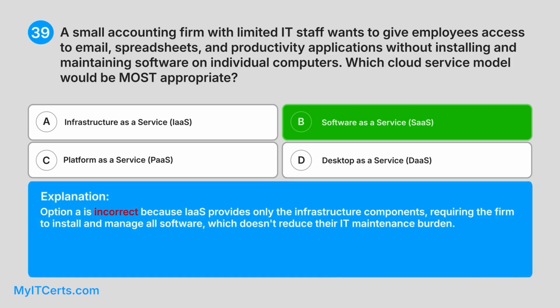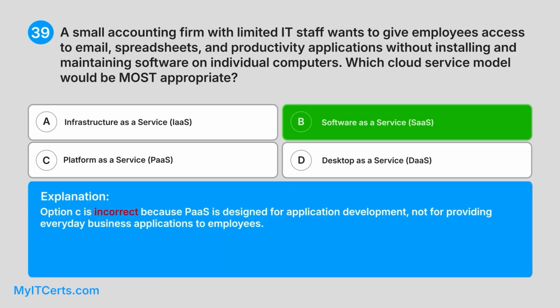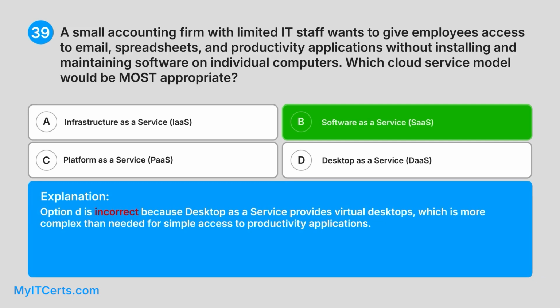Option A, Infrastructure as a Service, IaaS, is incorrect because IaaS provides only the infrastructure components, requiring the firm to install and manage all software, which doesn't reduce their IT maintenance burden. Option C, Platform as a Service, is incorrect because PaaS is designed for application development, not for providing everyday business applications to employees. Option D, Desktop as a Service, DaaS, is incorrect because Desktop as a Service provides virtual desktops, which is more complex than needed for simple access to productivity applications.